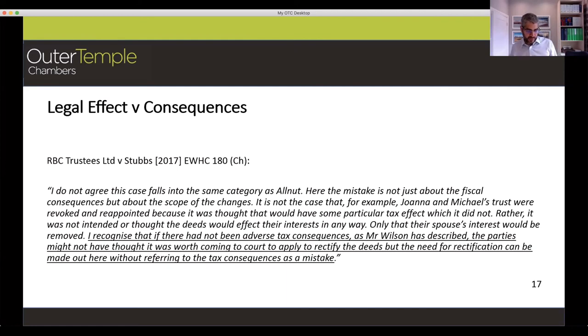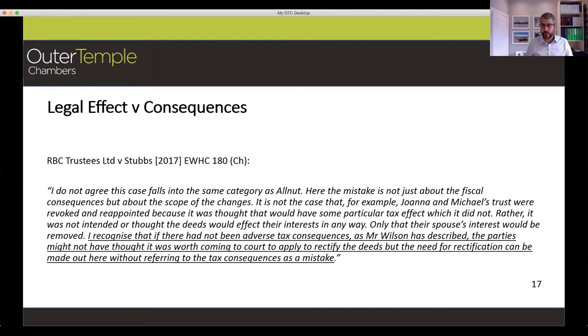Counsel in this case, one can see, was relying heavily upon Allnut, but Mrs. Justice Rose said this. If we look at the slide, see the first sentence, I do not agree this case falls into the same category as Allnut. But then in particular, if we pick it up in the final sentence, I recognise that if there had not been adverse tax consequences, as Mr. Wilson has described, the parties might not have thought it was worth coming to court to apply to rectify the deeds. But the need for rectification can be made out here without referring to the tax consequences as a mistake.